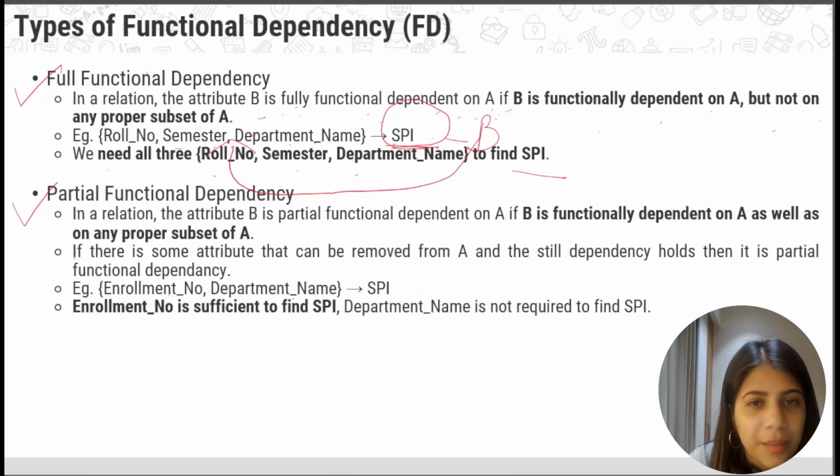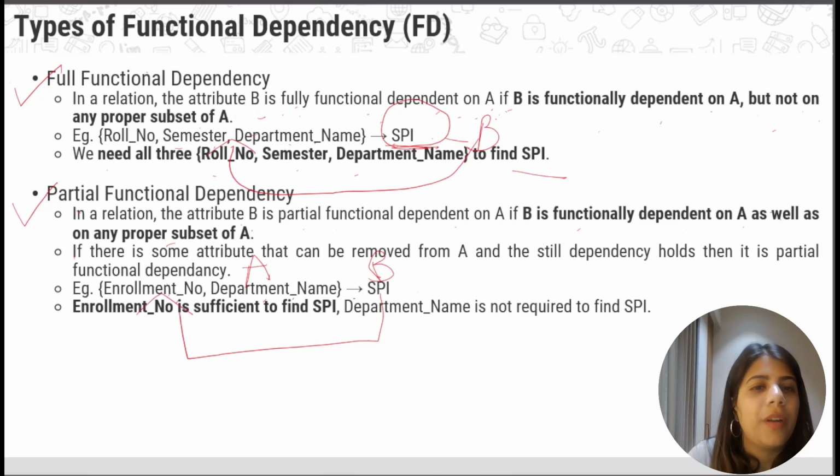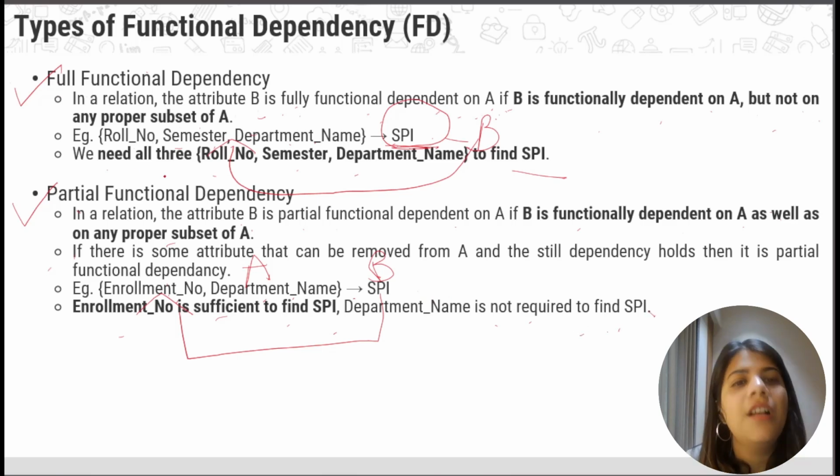अब partial dependency में क्या होगा? The attribute B is partially dependent. B is functionally dependent on A as well as on a proper subset of A. जिसका मतलब है enrollment number, department name can determine SPI. So this is my B attribute and this is my A. So B is determined by A, but SPI could also be determined by just enrollment number. So enrollment number is sufficient to find SPI. Department name is not really required to find SPI. So then this is a partial functional dependency.